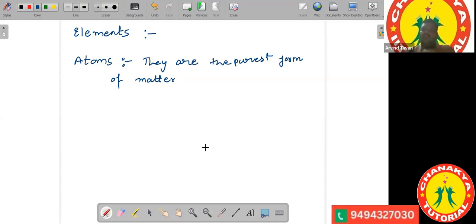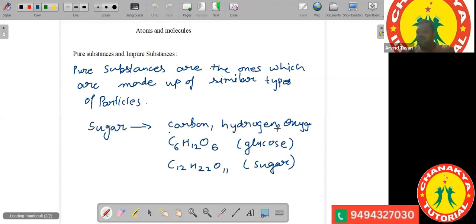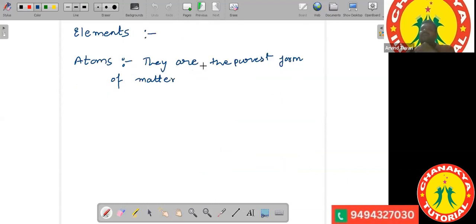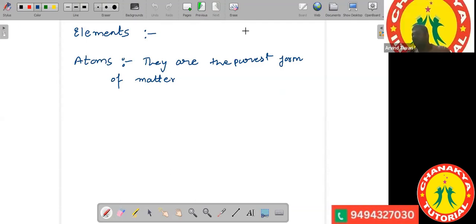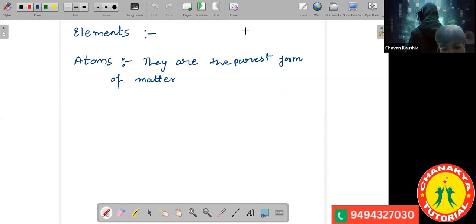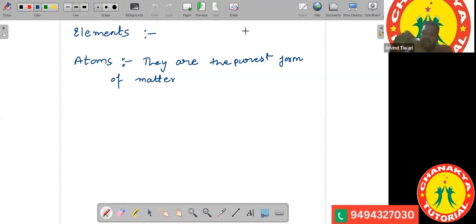For example, we saw glucose. Glucose can be broken down further into carbon, hydrogen, and oxygen. So atoms are the purest form. They cannot be broken down further. Well, atoms can be broken down into protons, neutrons, and electrons, right? But protons, neutrons, and electrons cannot exist independently. You cannot have an independent existence of a proton, neutron, or electron. Their life is very short.